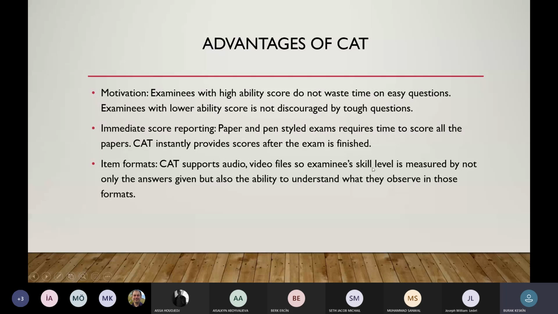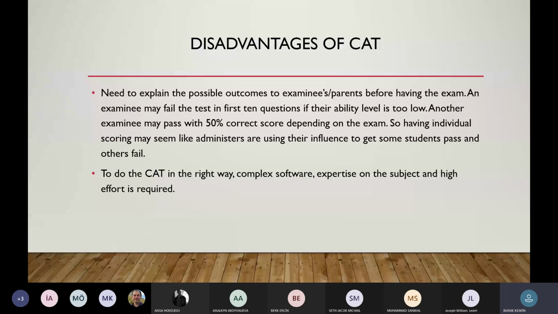What are the disadvantages of CAT? We first need to explain the possible outcomes to the attendees before the exam. An examinee may fail the test in the first 10 questions if there are constantly wrong answers, so that their ability level is too low. Another examinee may pass with a 50% correct score depending on the exam. So having individual scoring may seem like administrators are using their influence to let some students pass and others fail.